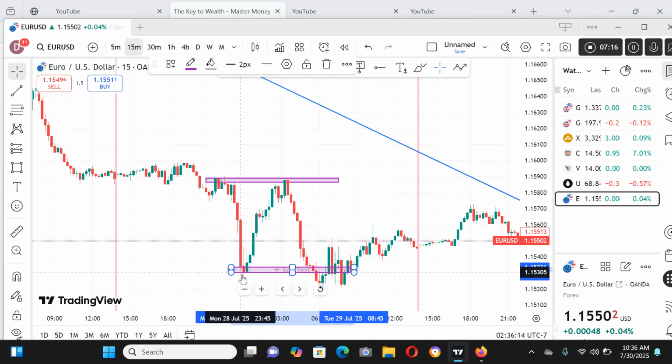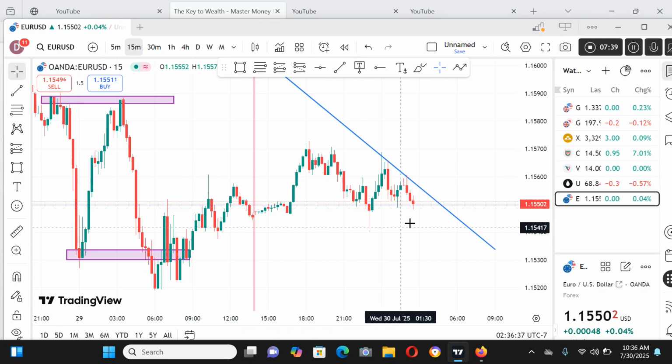So this is the aggressive move. This is the correctional move, and this is the continuation move. So once you have realized your aggressive move, then you wait for the correctional, and then you strategize. You place your sell from here. You target this line, basically. So this is how I trade. It's as simple as that.